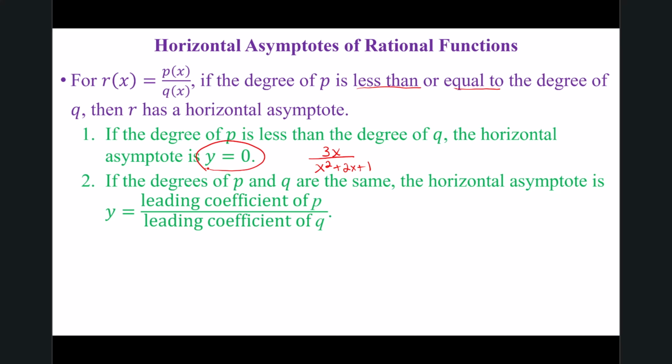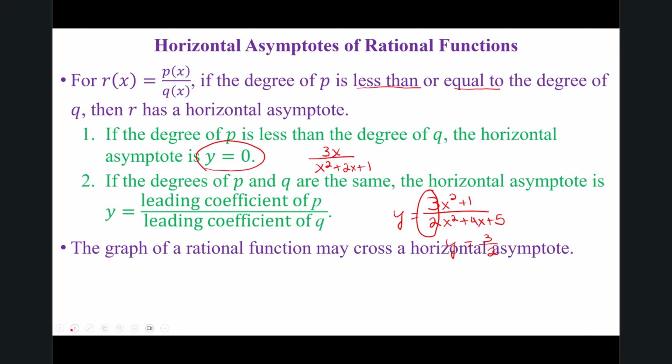Second, if the degree of p and q are the same, so the degree of the numerator is the same as the degree of the denominator, the horizontal asymptote is the line y equals the leading coefficient of p divided by the leading coefficient of q. For example, if I had something like 3x squared plus 1 over 2x squared plus 4x plus 5, the degree of the numerator is 2, the degree of the denominator is 2, so the line y equals 3/2. Those are our leading coefficients. y equals 3/2 is the horizontal asymptote.